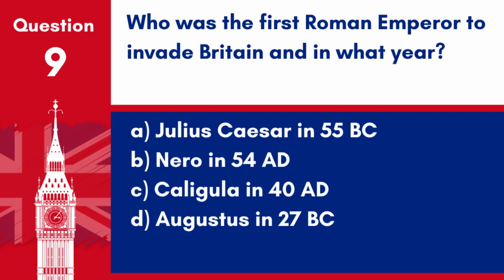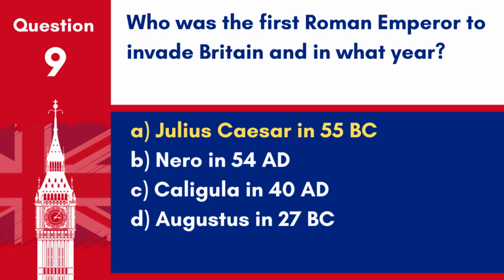Question 9. Who was the first Roman emperor to invade Britain, and in what year? A. Julius Caesar in 55 BC. B. Nero in 54 AD. C. Caligula in 40 AD. D. Augustus in 27 BC.